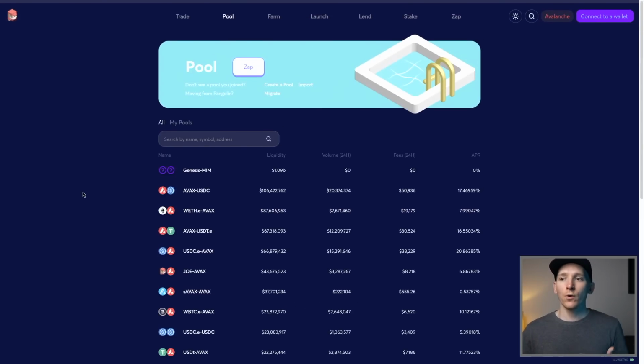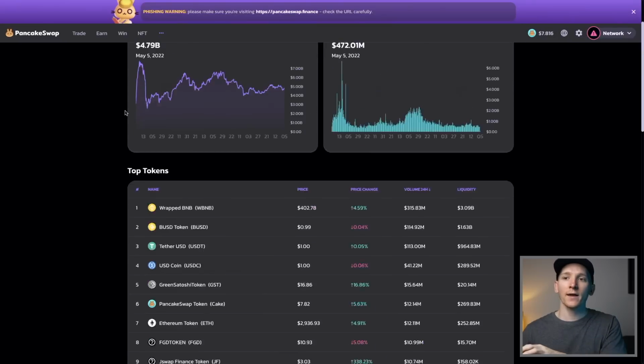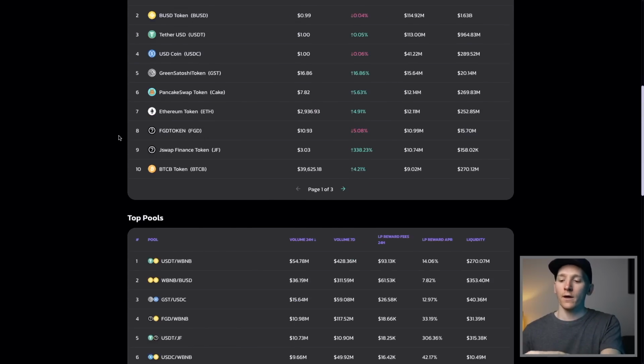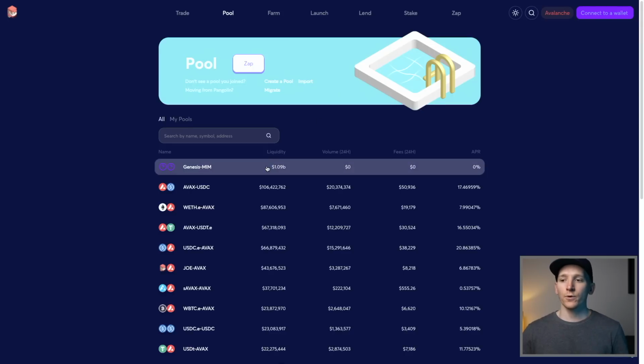But when we look at pools, what we need to do is go to the best venues. Each chain will have a decentralized exchange that is the top exchange with the most volume. So you want to use something like that. And then you can come over to the pool section. So this is Trader Joe on Avalanche. You can also look at PancakeSwap over on Binance Smart Chain, but they all do basically the same thing. So allow you to put your tokens in.